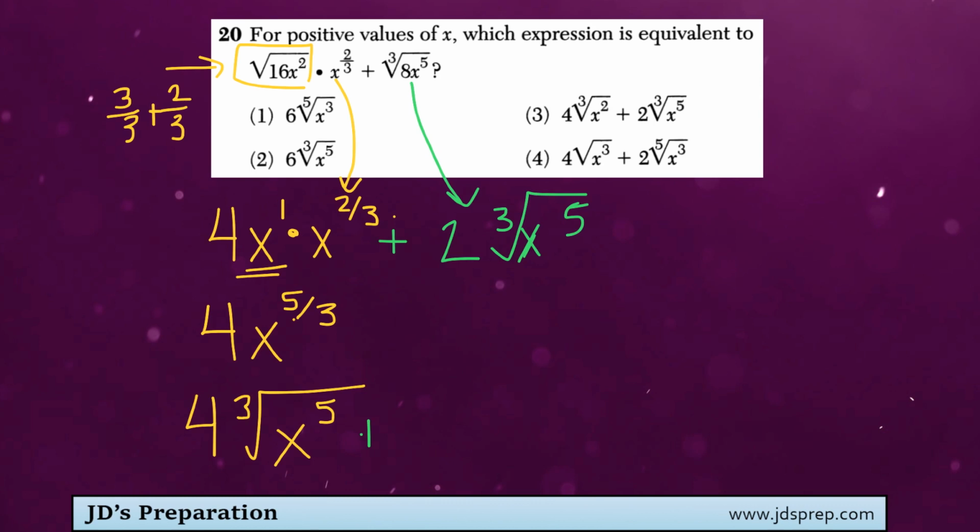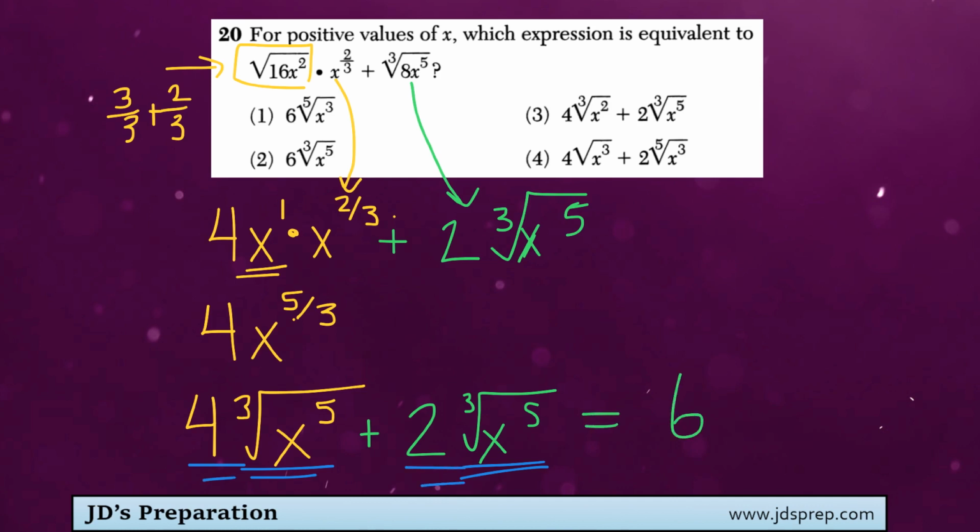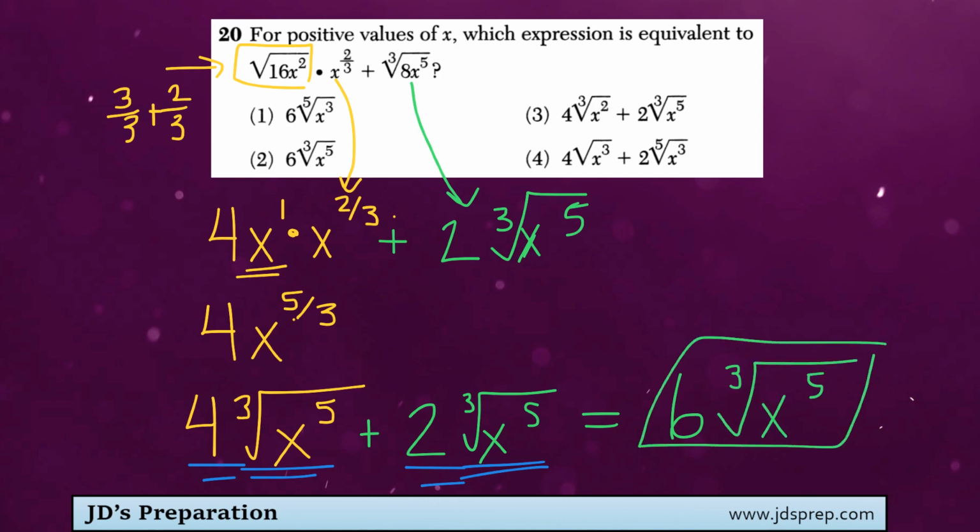Well, if I move this down, you'll notice that we can combine these terms together because they both have the third root of x to the power 5. So if we have 4 of them plus 2 more of them, we get a total of 6 multiplied by the third root of x to the power 5. So that would be the simplified version of the expression, which matches option number 2.